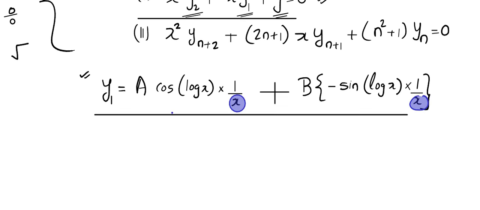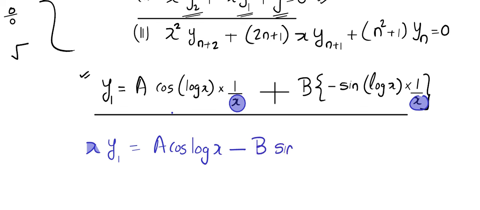Multiply throughout by x. So we get x into y1 is equal to a cos log x minus b sin log x. So what I did is I'm multiplying term by term with x on both sides.